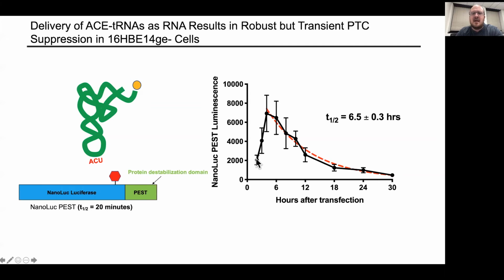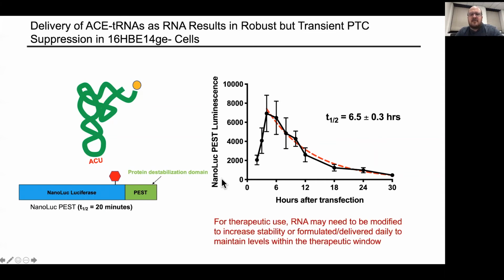But what you can see here is that the RNA was active very early. And within 2 hours, we were seeing PTC suppression of our reporter, which peaked at about 4 hours and then decayed rapidly down until 30 hours. And when we fit this decay, we show that we get a half-life of the RNA to be about 6.5 hours. And so for therapeutic use, this tells us that the RNA may need to be modified in a way that increases its stability, or formulated and delivered on a daily basis to maintain levels within the therapeutic window.